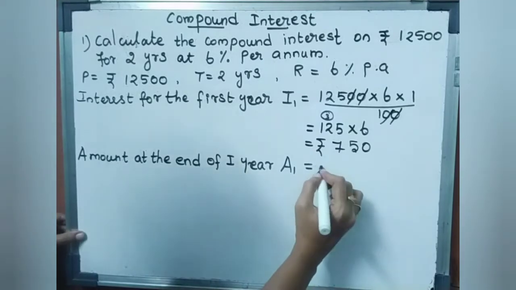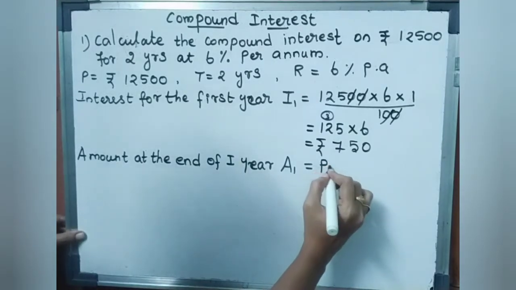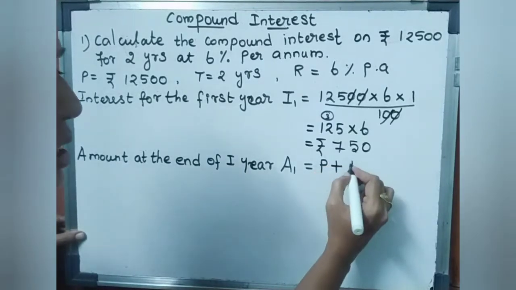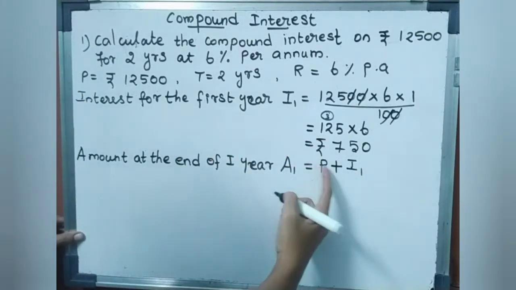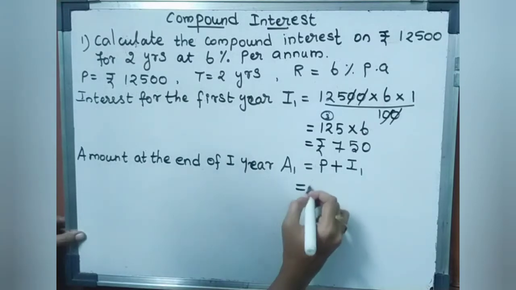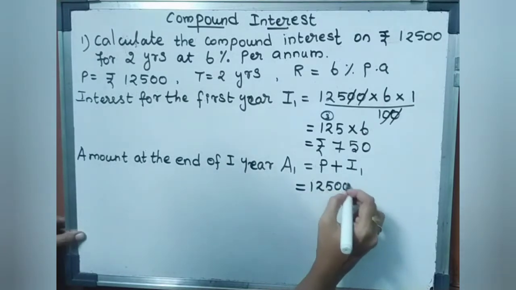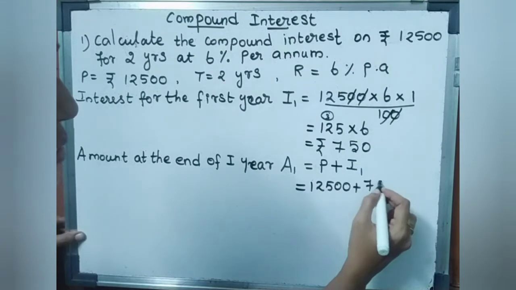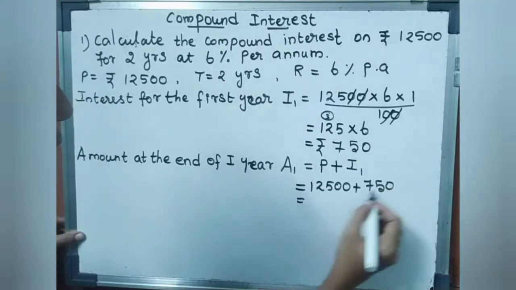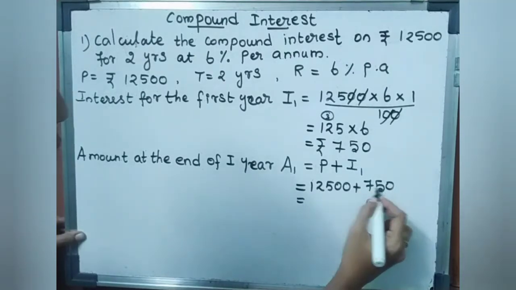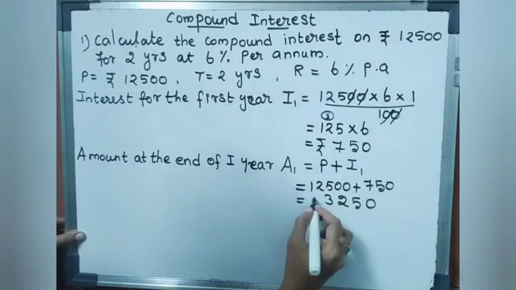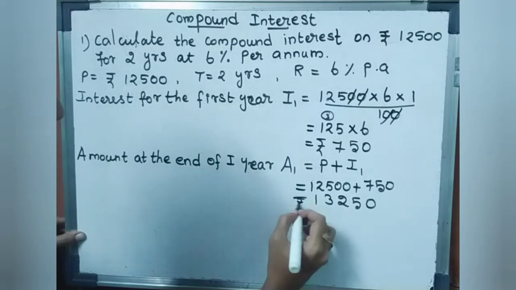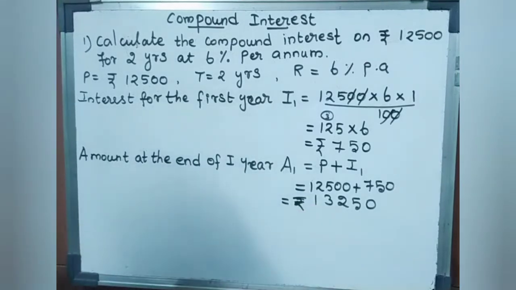A1 is equal to, what is the formula? Principal plus interest. That means the first year interest is I1. So I'm going to add these two numbers. The principal is 12,500 plus I1, which is 750. We are going to add these two numbers. So 13,250 rupees is the amount at the end of the first year.